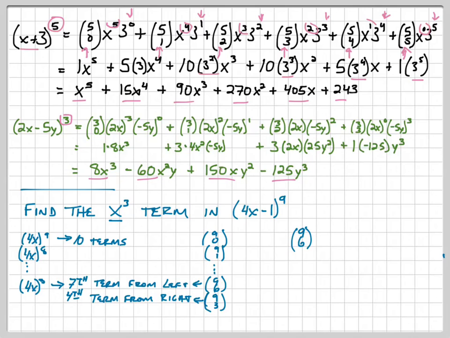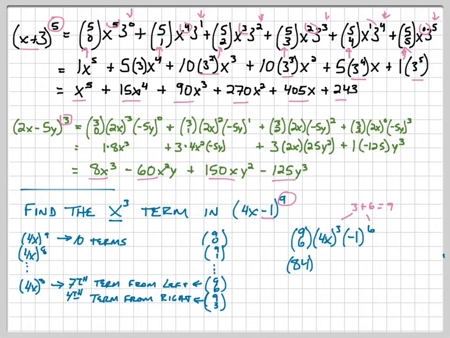Okay, so let's see, 9 choose 6 or 9 choose 3. So we'll take 9 choose 6 times 4x cubed. And then don't forget about the negative 1. So we have to make our cubed power match our negative 1 power. So that means negative 1 is going to be to the 6th power, right? Because we're taking 3 plus 6, and that has to equal 9. It has to match up there.